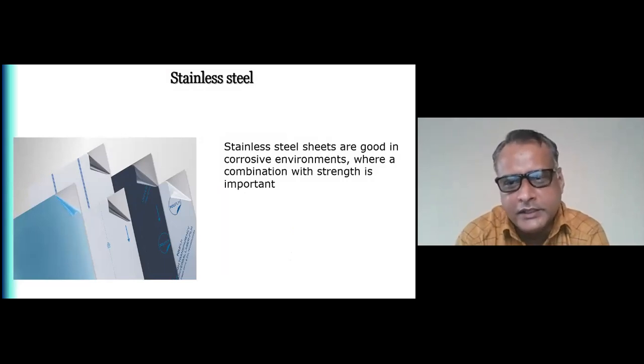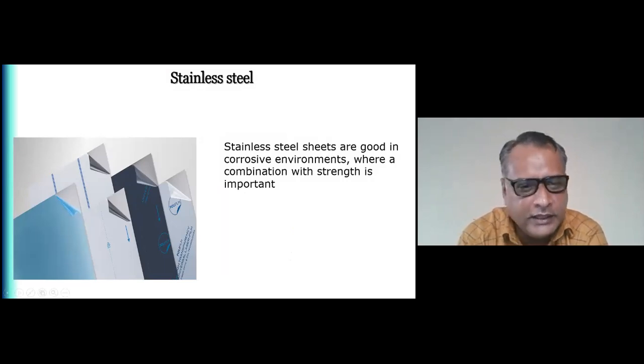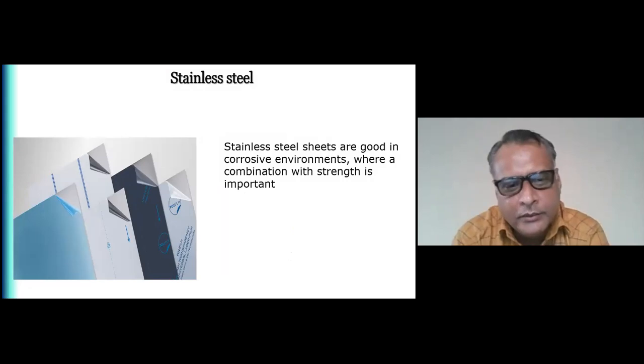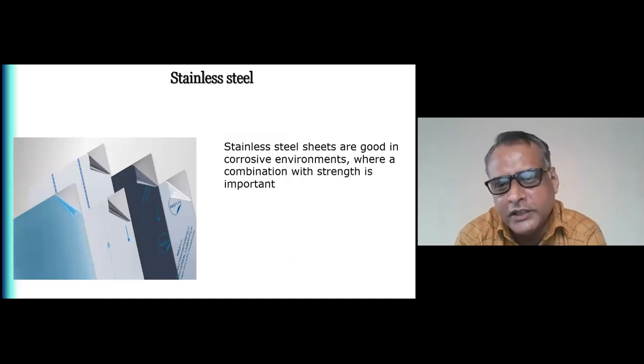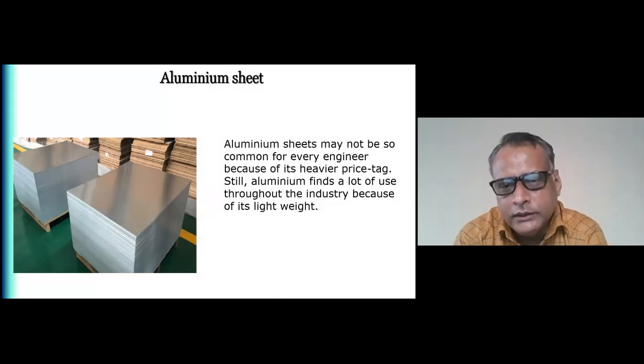Then there is stainless steel. Stainless steel sheets are good in corrosive environments where a combination with strength is important. You can see that there is a sticker sheet because these are very costly, so no dent or scratches can be afforded. So these are generally the sticker sheets. Then there are aluminum sheets. Aluminum sheets may not be so common for every engineer because of its heavier price tag, but still aluminum finds a lot of use throughout the industry because of its light weight.